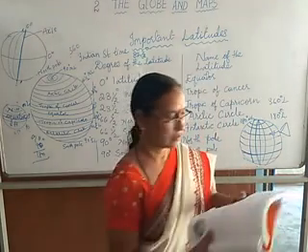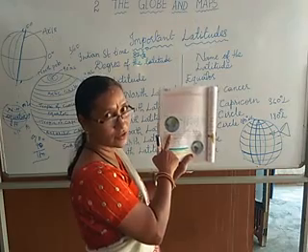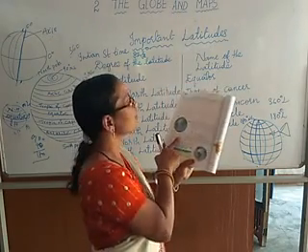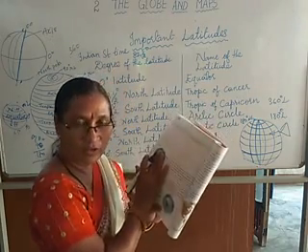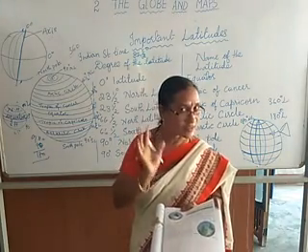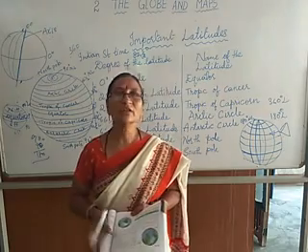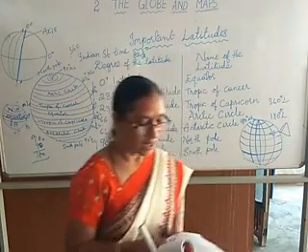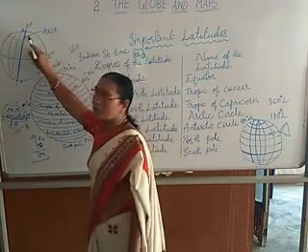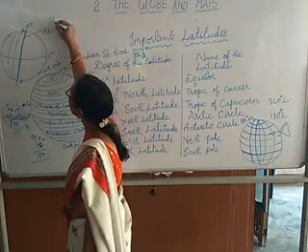Very good. Now next, the 0 degree longitude is also called the prime meridian or Greenwich longitude. Once again, the 0 degree longitude passes through Greenwich, which is near London. It is called the prime meridian or Greenwich longitude.